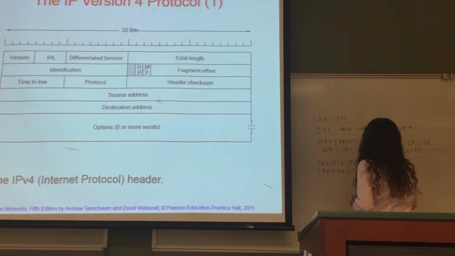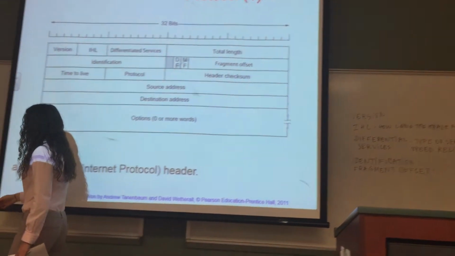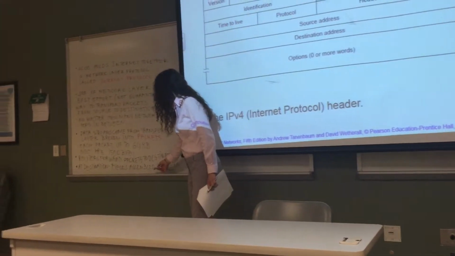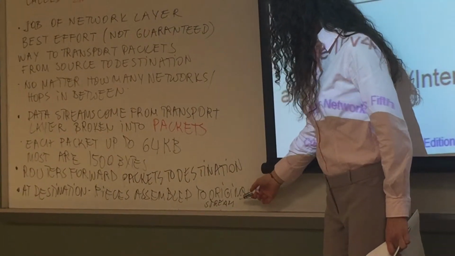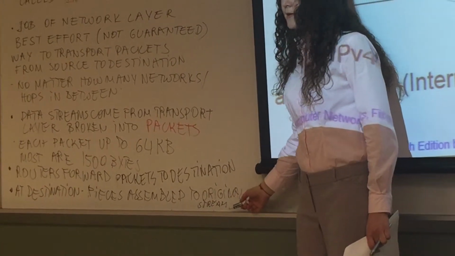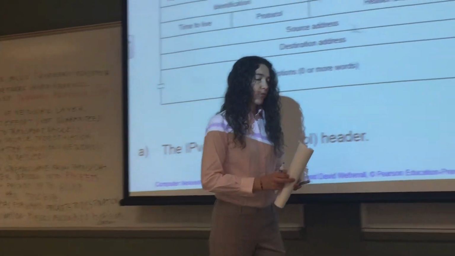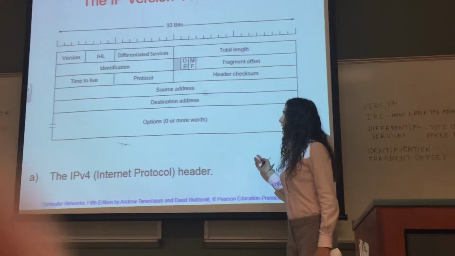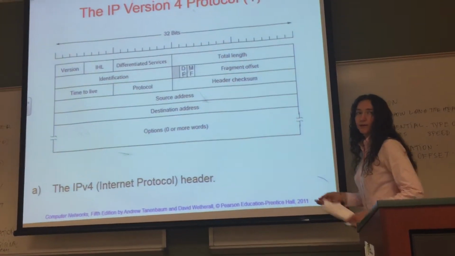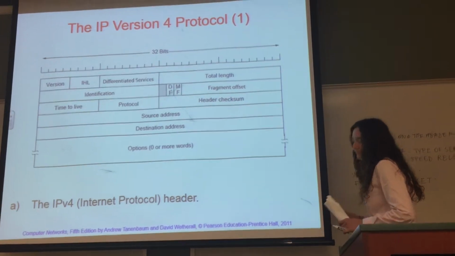Because what did we do here? We said the receiving machine takes the pieces and assembles them into the original data stream. So the receiving machine needs to have some way to reconstruct the original message after it was broken into pieces. And the way it does that is by using identification and a fragment offset.